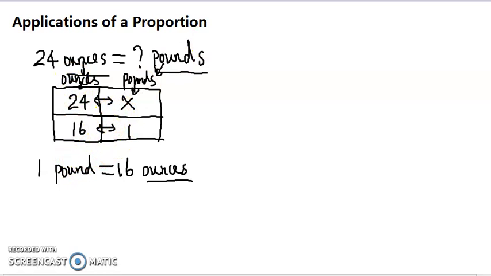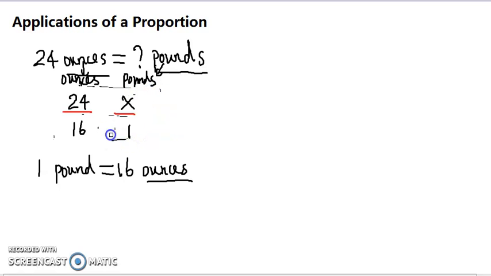So now all we need to do is set it up as a proportion. We could just leave it as listed like this and put an equal sign. Maybe I can erase the box so you can see better. The first column will become a ratio, or you can call it a fraction, 24 over 16. The second column will become also a fraction, which is x over 1. And we put an equal sign between them. So this whole thing is a proportion.